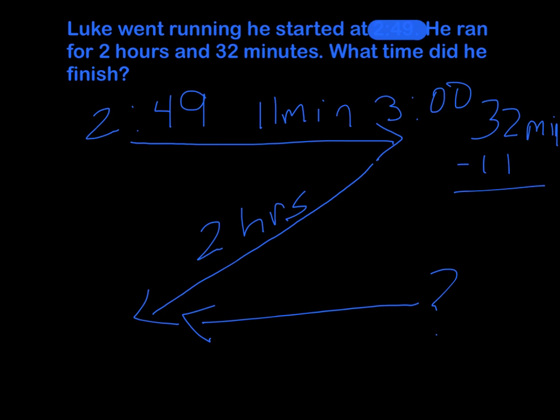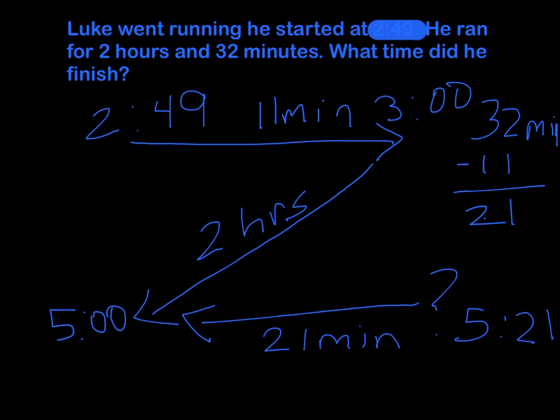So over here, I'm going to take away 11 minutes, and it's going to be 21 minutes left. So I have my 11 minutes. I have 2 hours, which I know now, after 2 hours, 3 plus 2 is going to give me 5. And over here, I've already decided I need 21 more minutes. And my end time is going to be 5:21. And that's how you use the Mr. Z method. When you have a starting time, you have how much time is elapsed, and you need to find the end time.